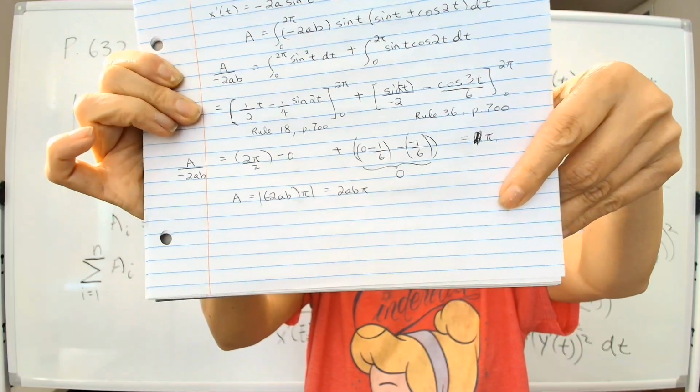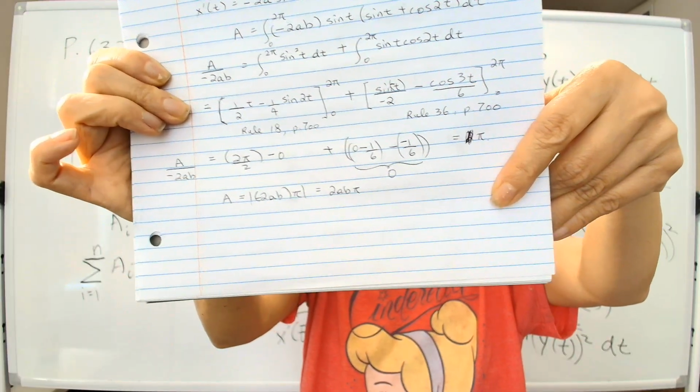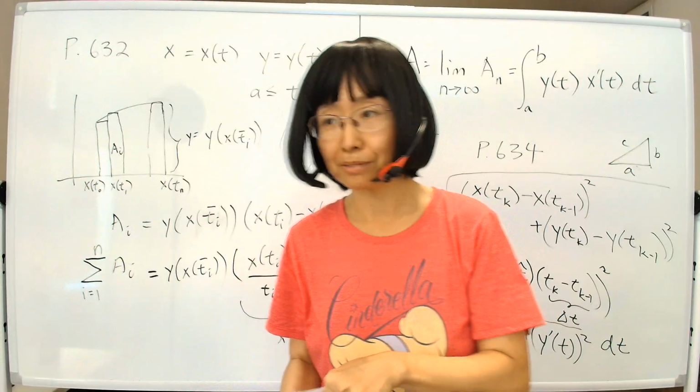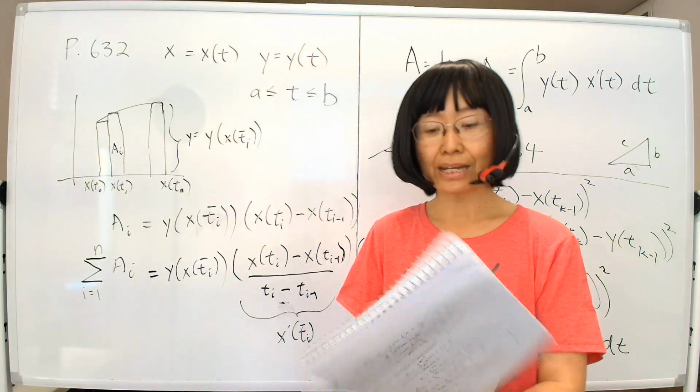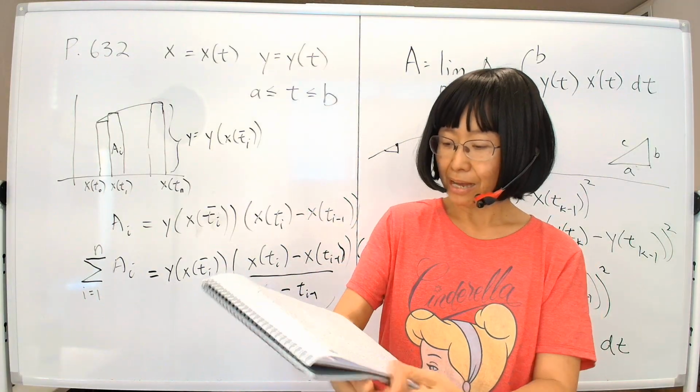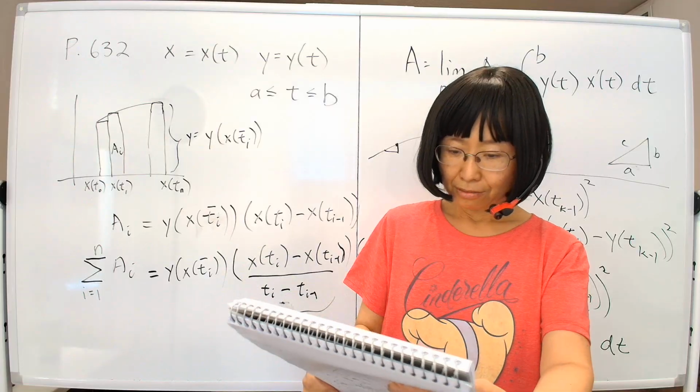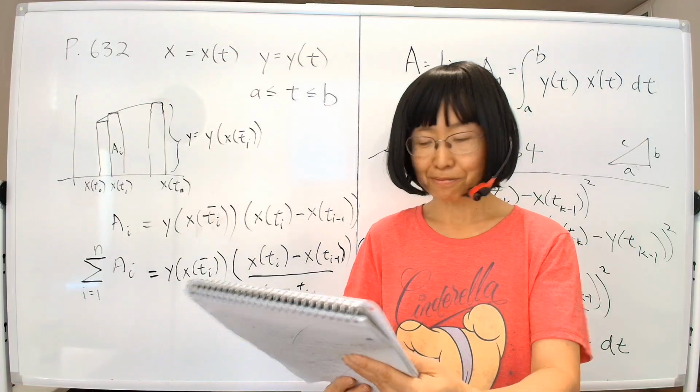So then the whole area is 2ab pi. There's a negative sign there, but we're going to ignore it because we don't care if the area is negative. And that is actually the right answer at the back of the book as well. So that makes for a pretty neat problem.